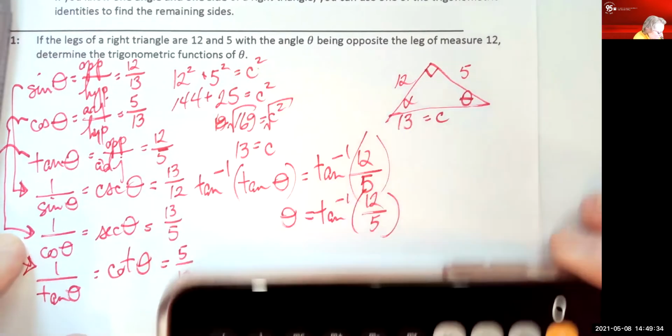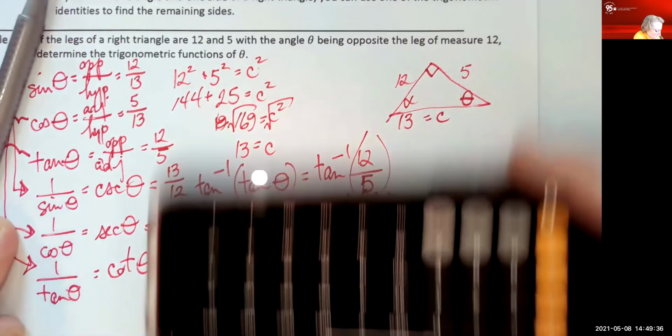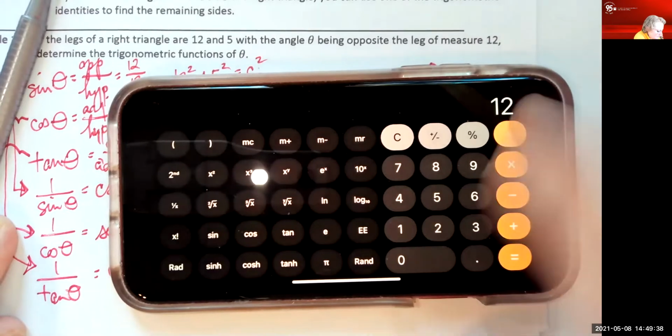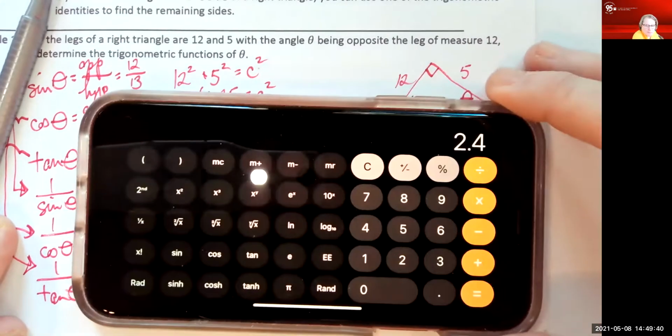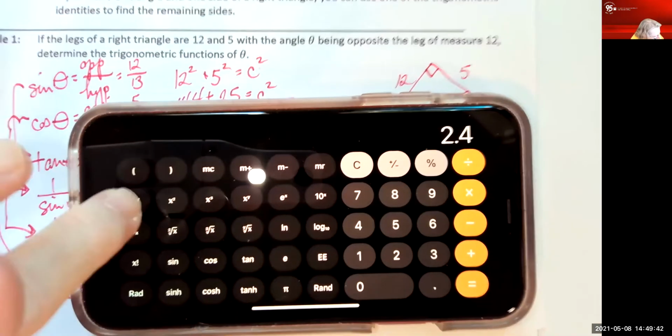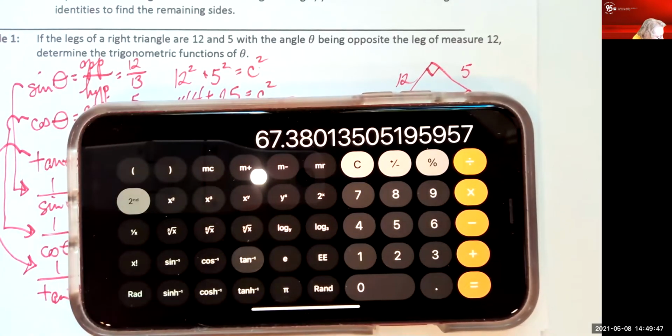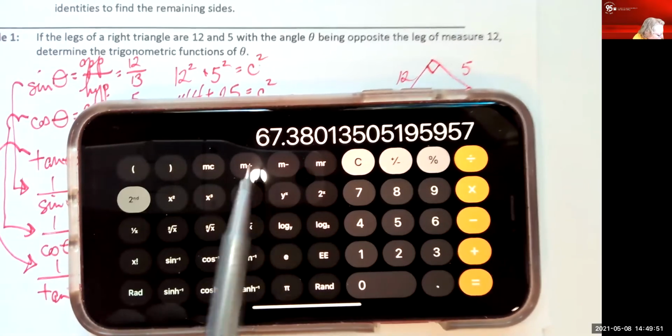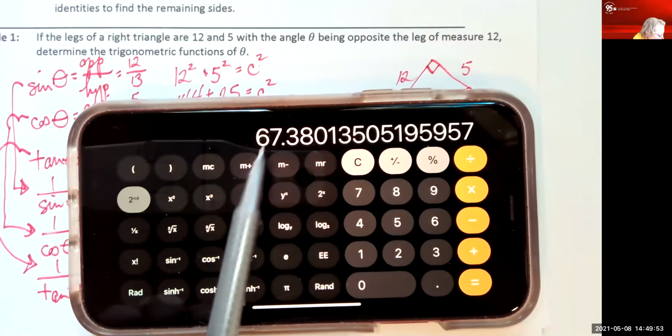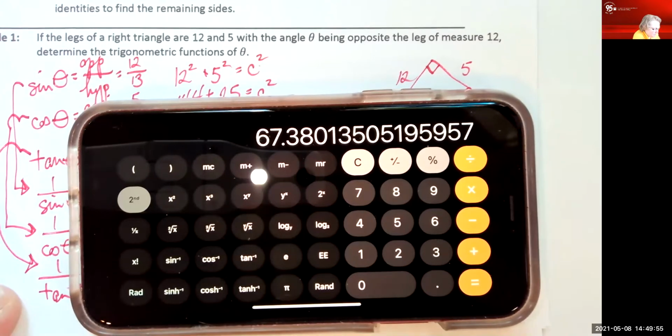So I'm going to enter 12 over 5, 12 divided by 5. And now second on my calculator gives me inverse tan. And I'm going to do one decimal place. So I get the angle theta is approximately 67.4 degrees.